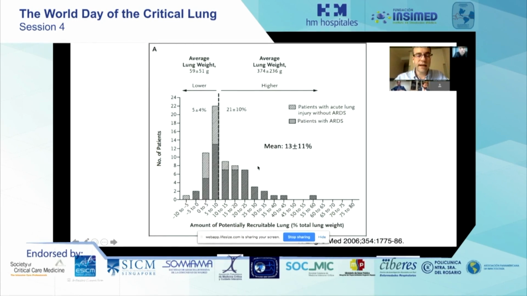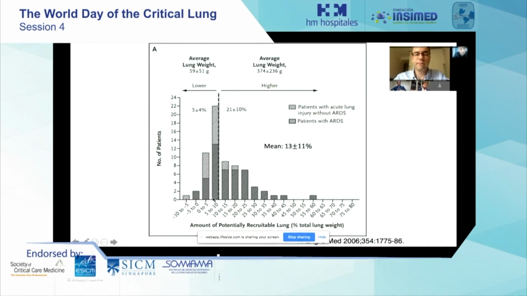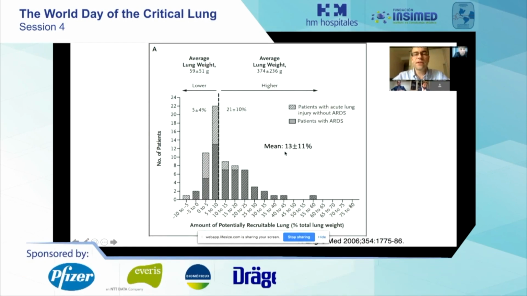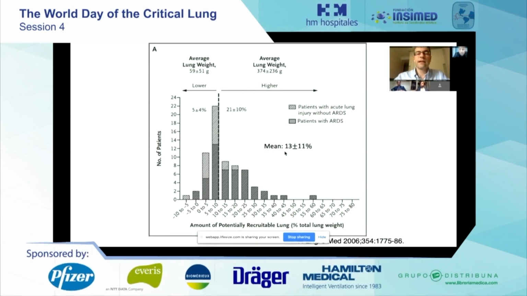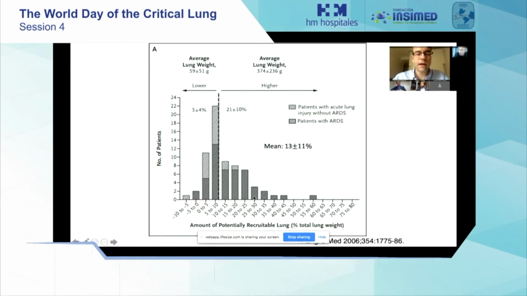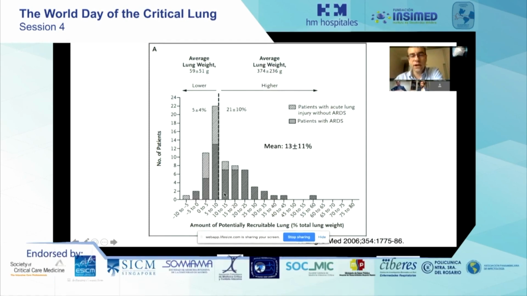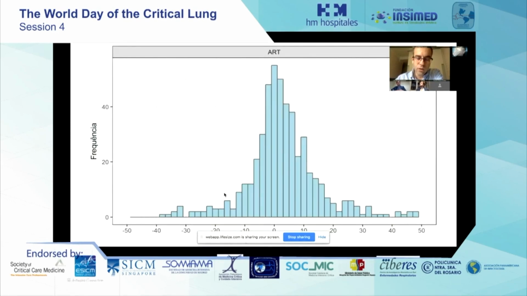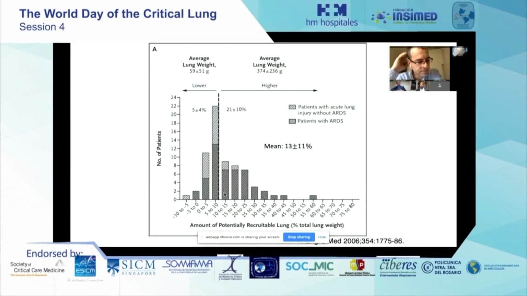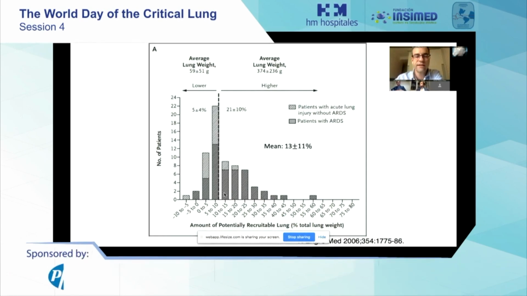For example, this study by Gattinoni and collaborators suggests that on average, the mean proportion of the lung that could be recruited in ARDS patients was low, 13%. Of course, with high variability, some patients have appreciable recruitment, but on average, most patients don't. And if you offer a recruitment maneuver to a patient who does not respond to it, it possibly cannot be helpful, but only add adverse events.